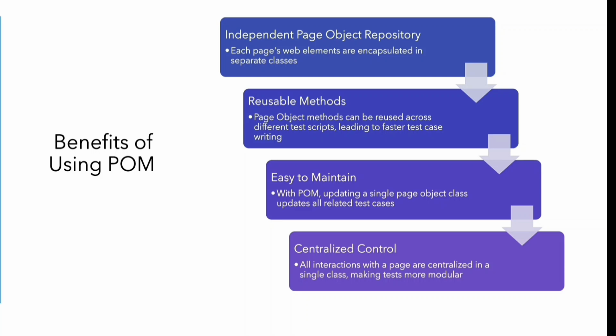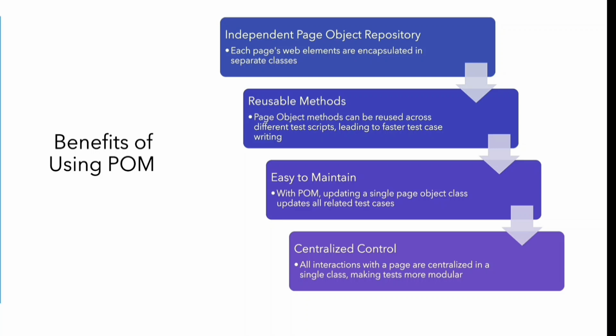We can create that class object and use its properties and methods. It is a reusable method, so we can create it once and use those methods in multiple test scripts. So it will result in much faster test execution.